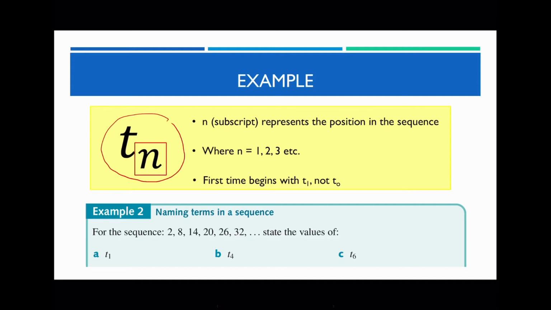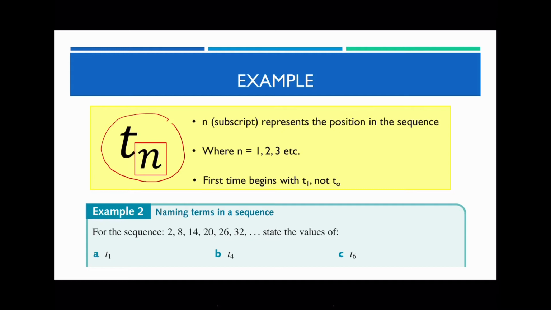So we use the letter T, and then n represents a number which indicates the position within the actual sequence itself. But something that you want to know is that n can never be equal to 0. So if you're trying to label the first term, then it's going to be T1, not T0. So let's look at the example down below.